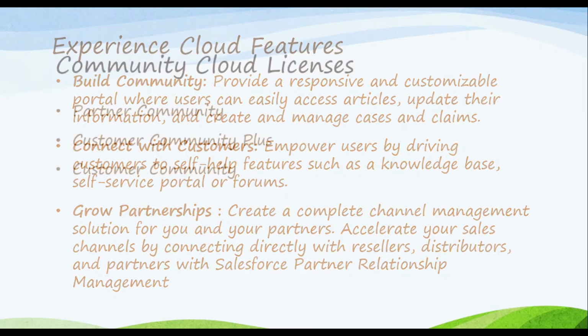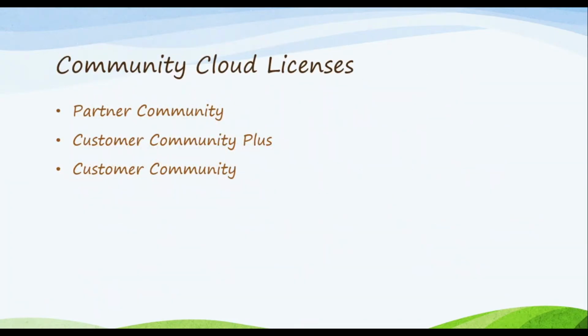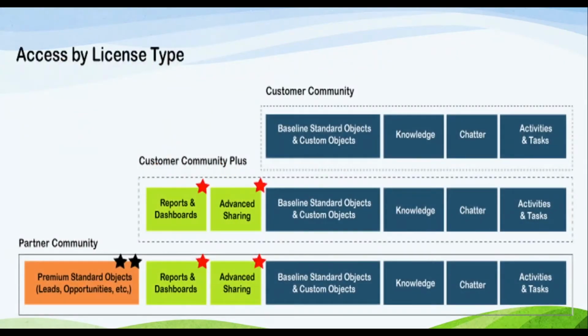Moving further, there are three license tiers that one must follow in order to access communities: the partner community, customer community plus, and the customer community. So basically, the differences between these license tiers are as follows. The customer community license is the baseline level of access that a user can have in the community. It has access to standard objects, custom objects, chatter, knowledge, activities and tasks.